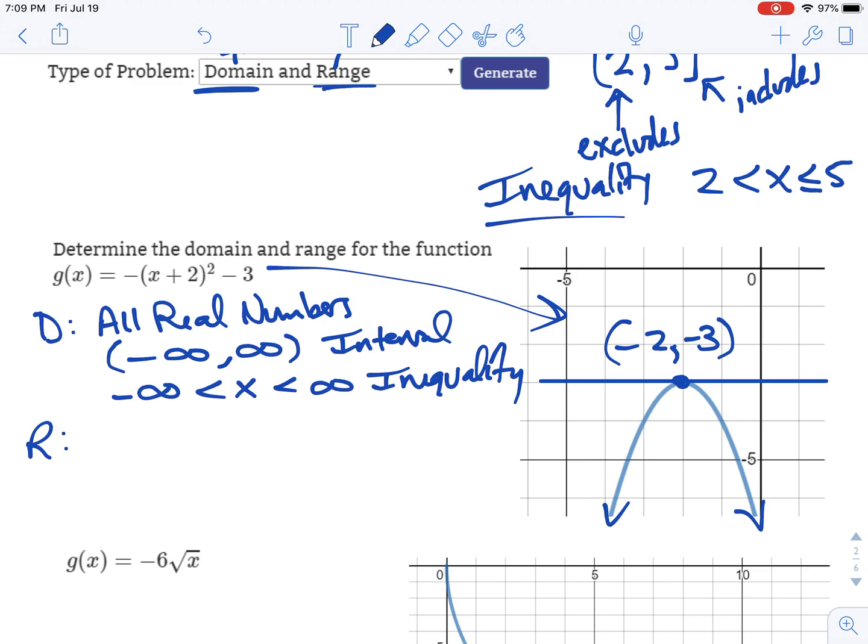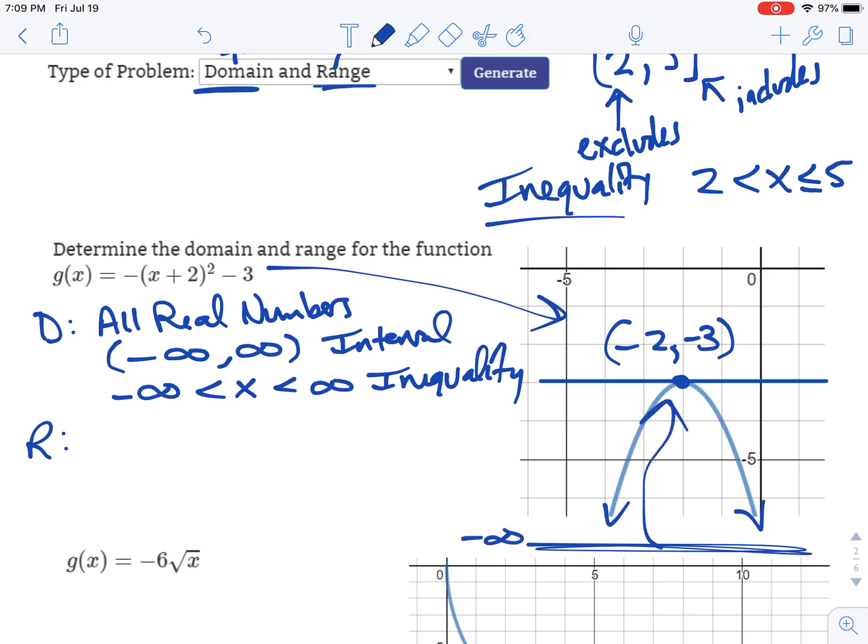So the range is everything basically less than -3 or equal to -3. So be careful how you write this. We have to always go smaller to bigger for the interval. You cannot write it like this. This doesn't make any sense because that's bigger than that. You've got to go smaller to bigger. So like in this case, bottom to top for the interval.